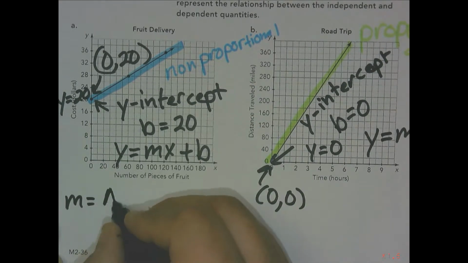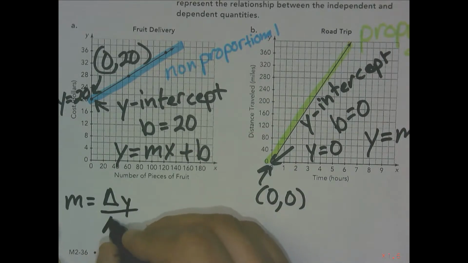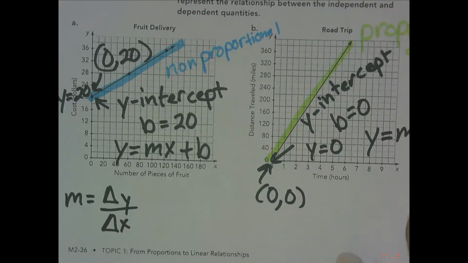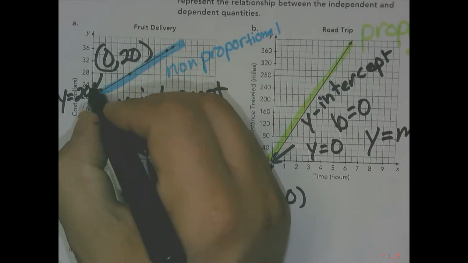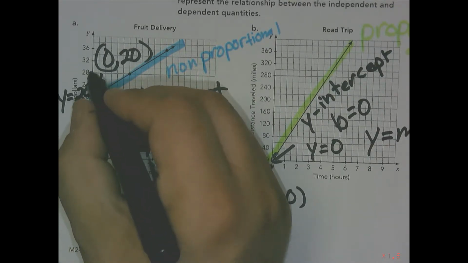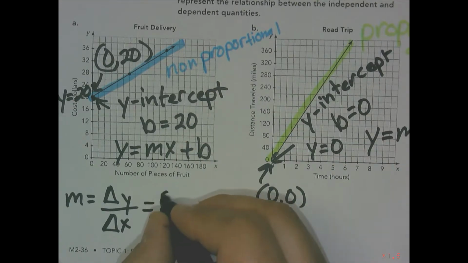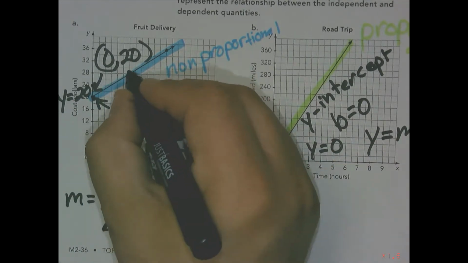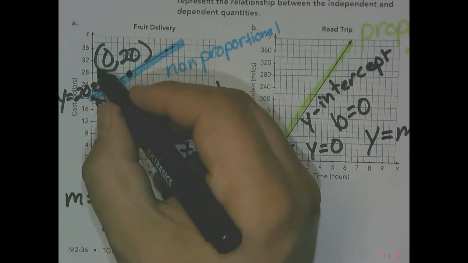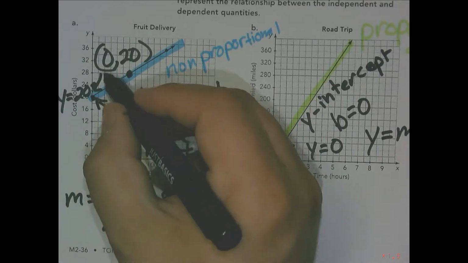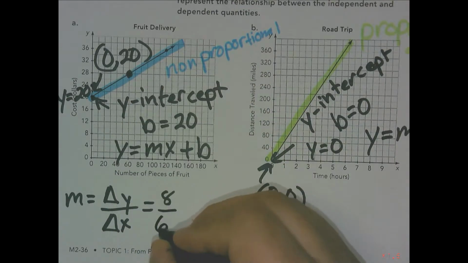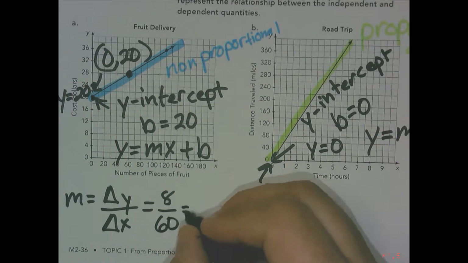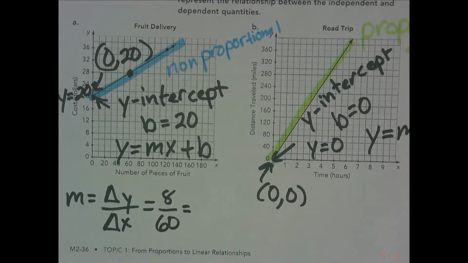So the slope for this line is the change in y to the change in x. So at this point here, I go up 1, 2, 3, 4, 5, 6, 7, 8. So I'm going to say 8. And I'm trying to get to this point here. So I went up 8, and then I'm going to go over 20, 40, 60. So 8 over 60. Now I've got to reduce that fraction.